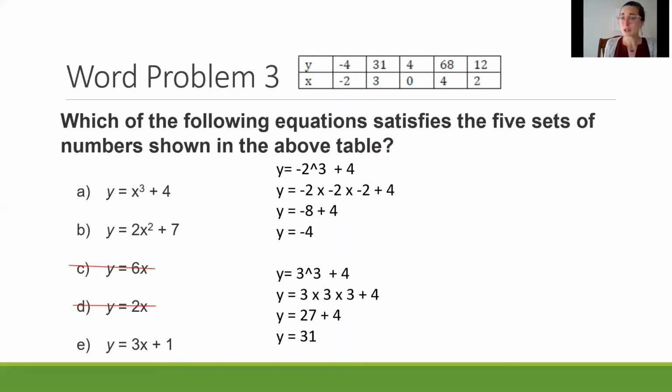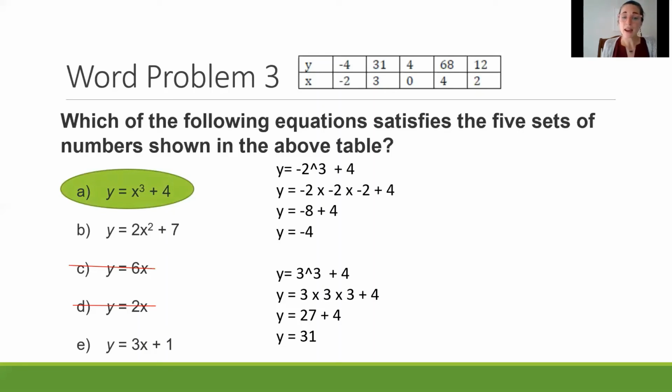The next one I could even do in my head. I see that 0 and a 4, and I know 0 to the third is still going to equal 0, right? 0 to any exponent is going to equal 0. Plus 4 would be 4. So that would give me my x and y values of 0 and 4. So I know that letter A is going to be the best option.